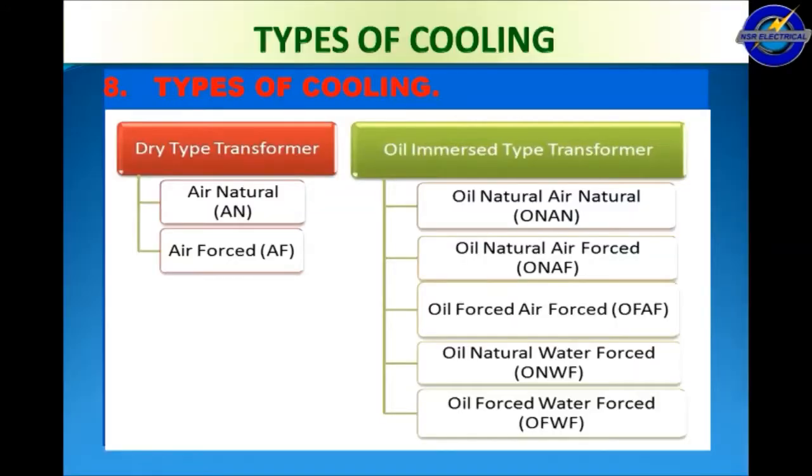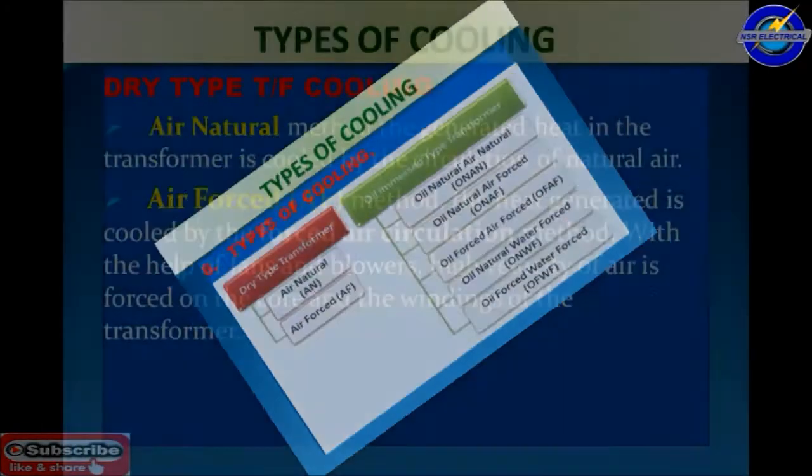Next is types of cooling. Dry type transformers are of two types: air natural cooling, air forced cooling. Oil immersed type transformers mainly have 5 types of cooling: oil natural air natural, oil natural air forced, oil forced air forced, oil natural water forced, oil forced water forced.